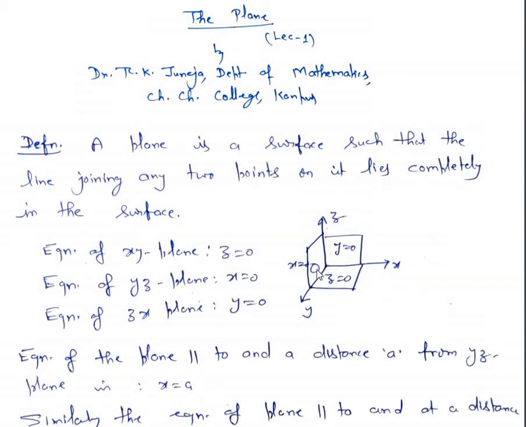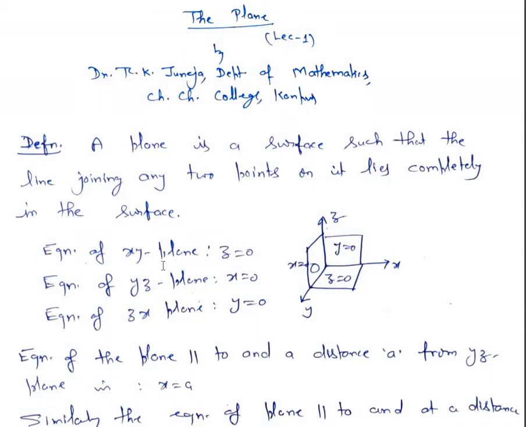Dear students, today we are going to start the new chapter on plane. Now, what is a plane? A plane is a surface such that the line joining any 2 points on it lies completely in the surface. For example, if you take this paper, and take 1 point here, 1 point here, and join these 2 points, then this line will be completely on this paper. So this is a plane.